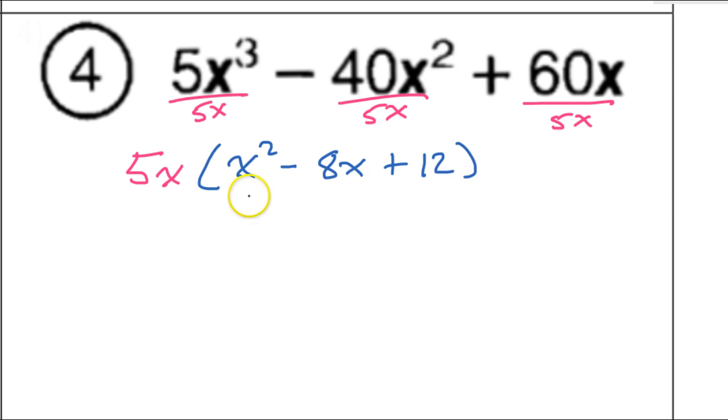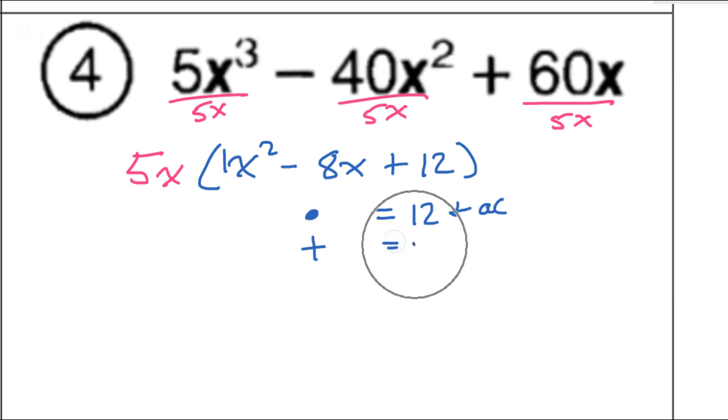Okay, so now I'm going to focus on factoring this trinomial, and I won't forget about the GCF, which will come back at the end. So time for the box method. So the box method involves a product and a sum. The product comes from multiplying A times C. So 1 times 12, of course, is 12. The sum comes from the B value, which is negative 8.